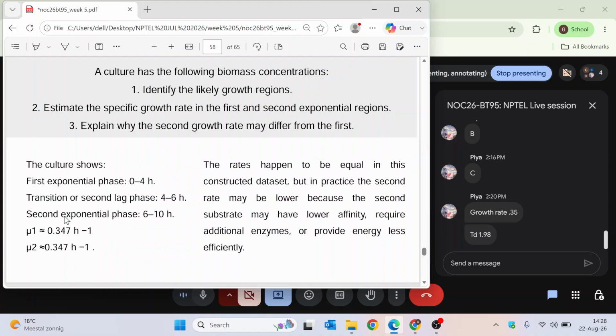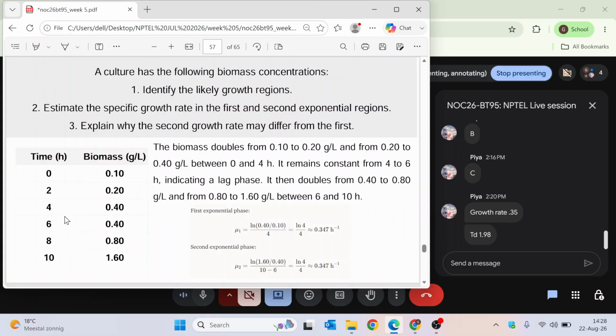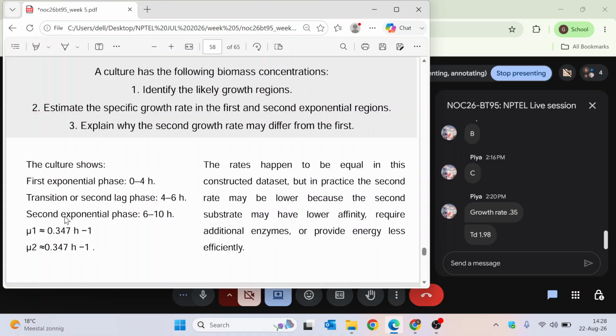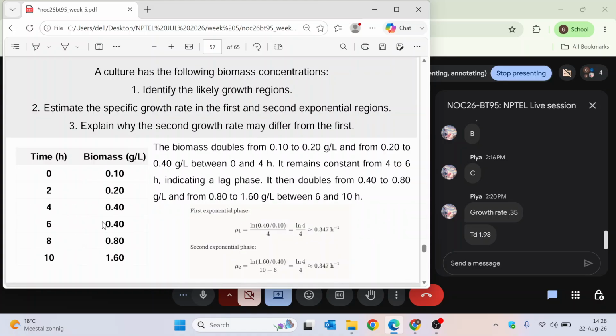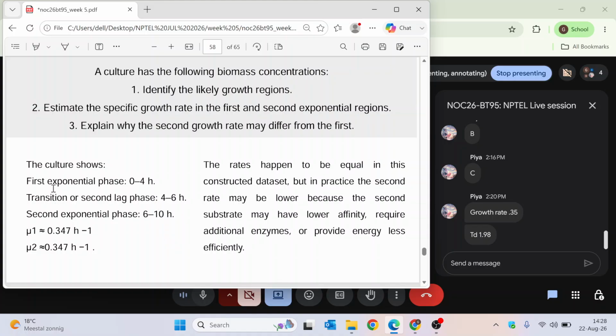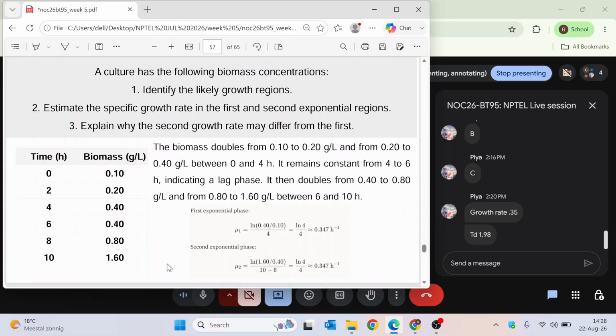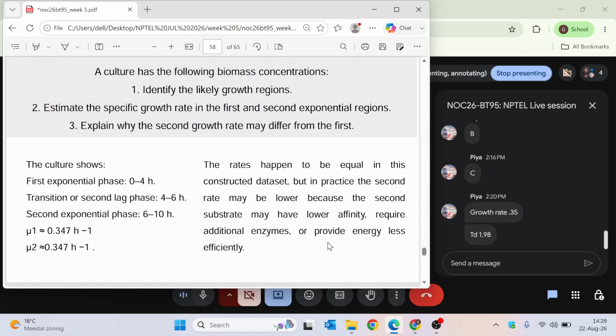The culture shows the first exponential phase from 0 to 4. As you can see, the biomass concentration is 0.1 to 0.2 to 0.4, and the second exponential phase is 6 to 10. Here 0.4 to 0.8 to 1.6, but this 4 to 6 is the second lag phase. And when you calculate the mu from here, you can do this with initial and final biomass concentration and the time. You will find it to be 0.347 per hour.